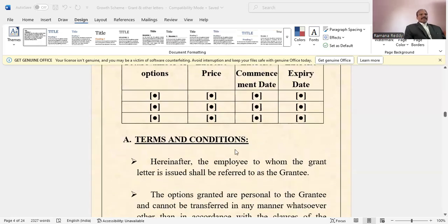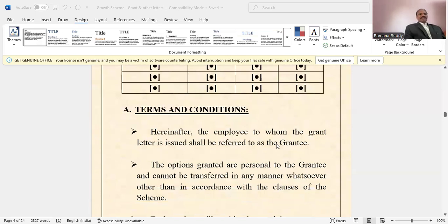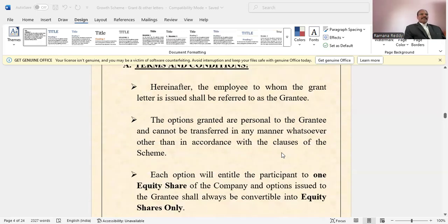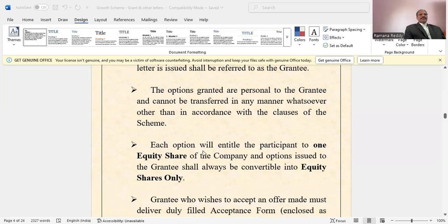Terms and conditions. Herein, the employee to whom the grant letter is issued shall be referred to as a grantee. The employee to whom the company is giving a letter is called a grantee. The options granted are personal to the grantee and cannot be transferred in any manner whatsoever, other than in accordance with the clause of the scheme. Once the grant letter is given, the grantee cannot transfer it to any other person because it is personal. ESOP shall not be transferred.